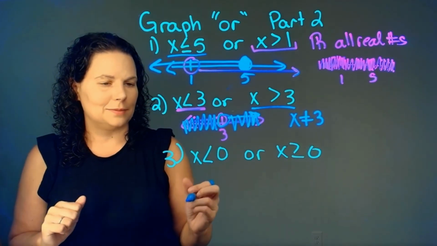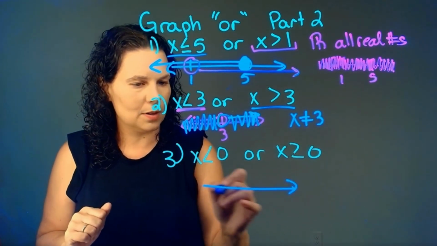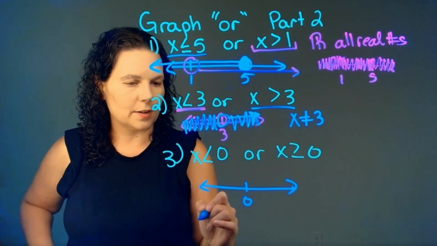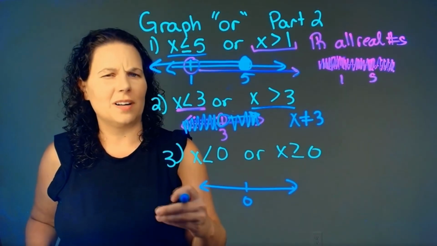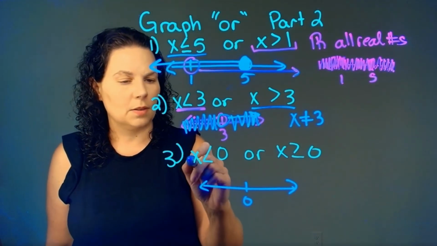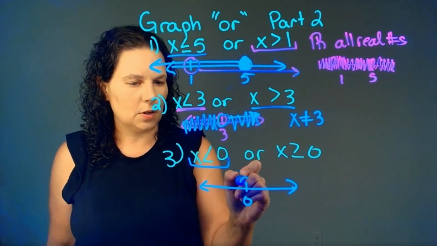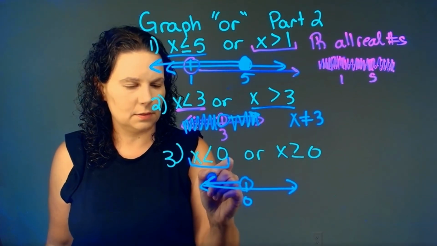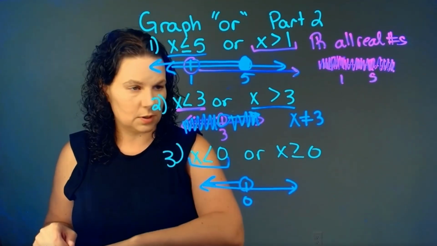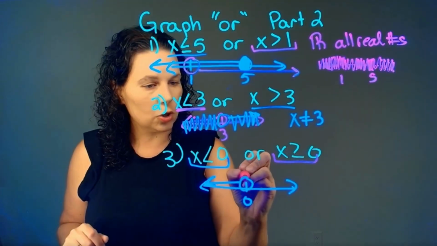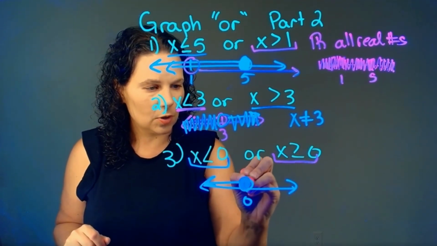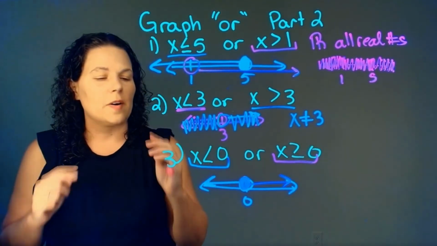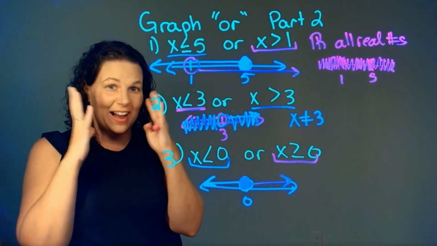Let's look at this next one. 0. All right, there's 0. Be careful, zeros and open dots and all that. Be careful. This one we'll do in blue. Open circle, less than. We'll do this one in pink. Closed circle, greater than. So I'm looking at this as, okay, what's my final answer going to be?